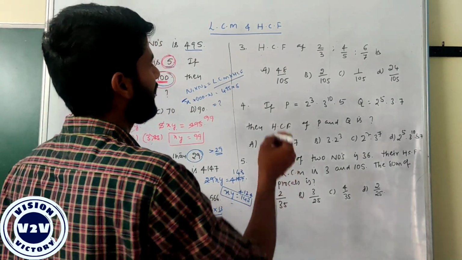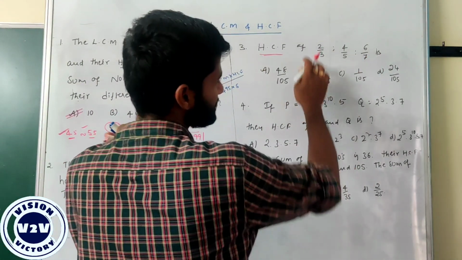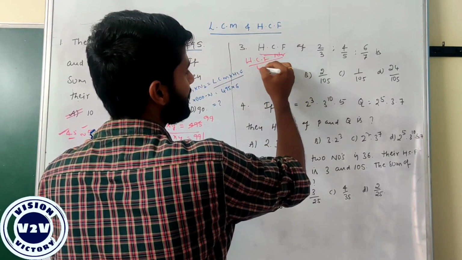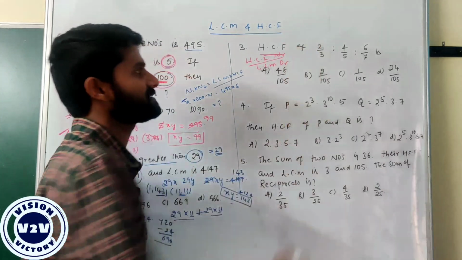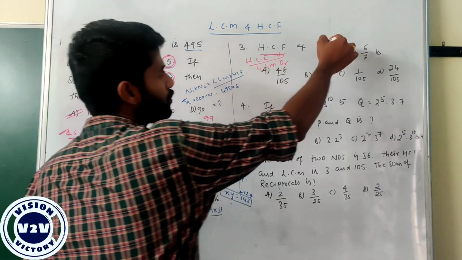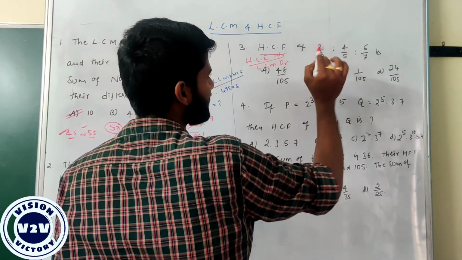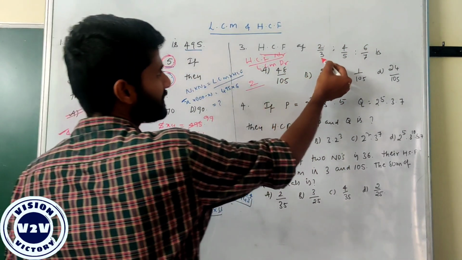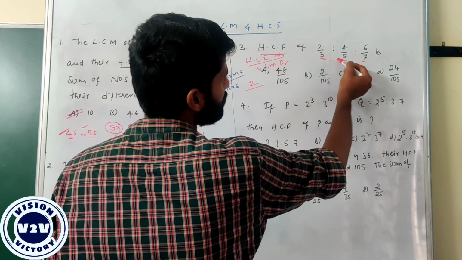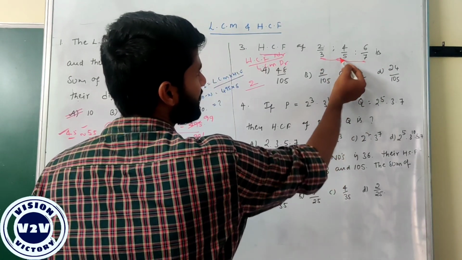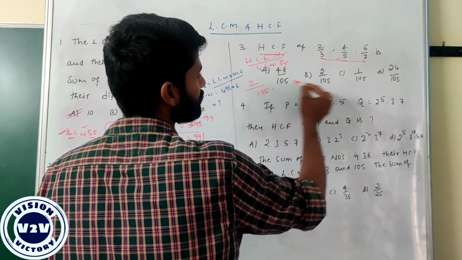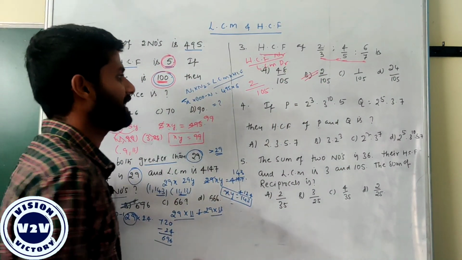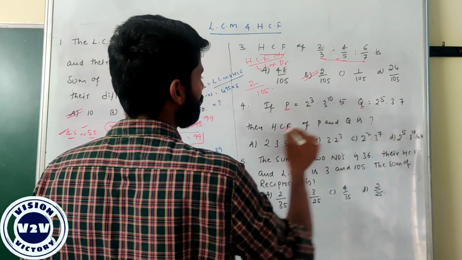Then see, find the HCF of these numbers. If it is a fraction, the formula is HCF of numerators divided by LCM of denominators. This is the direct formula. Then see, the numerators 2, 4, 6: the HCF is 2, so the numerator is equal to 2. For the denominator 3, 5, 7, the LCM means multiply these three numbers: 7 fives are 35, 35 threes are 105. So the answer is equal to 2 divided by 105. And if they are given as P and Q, find the HCF.